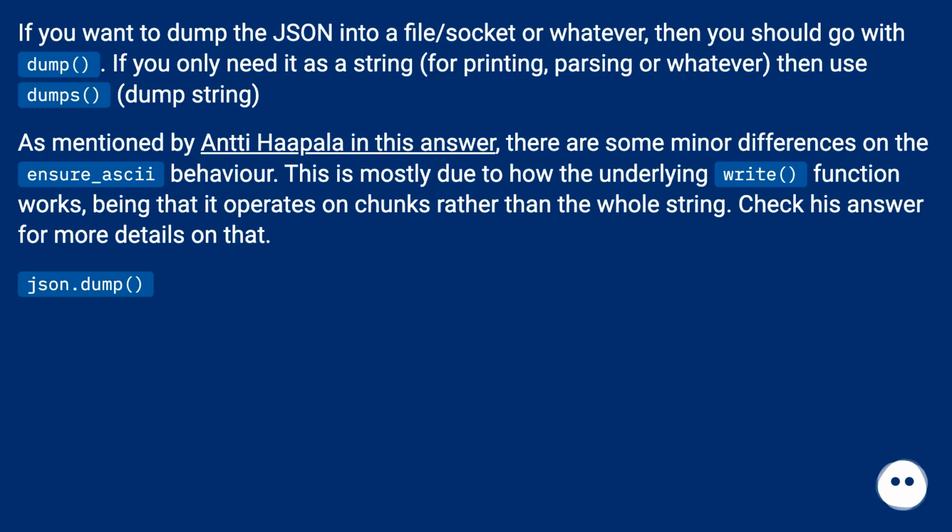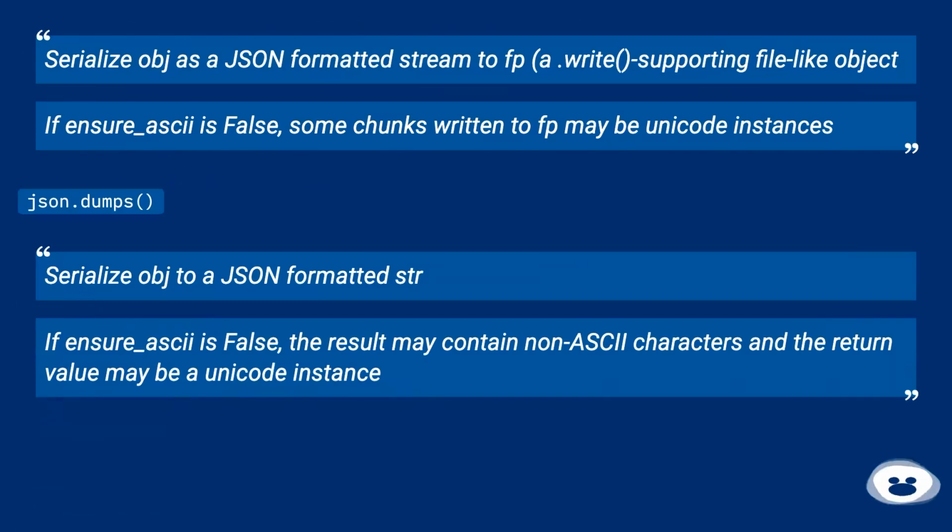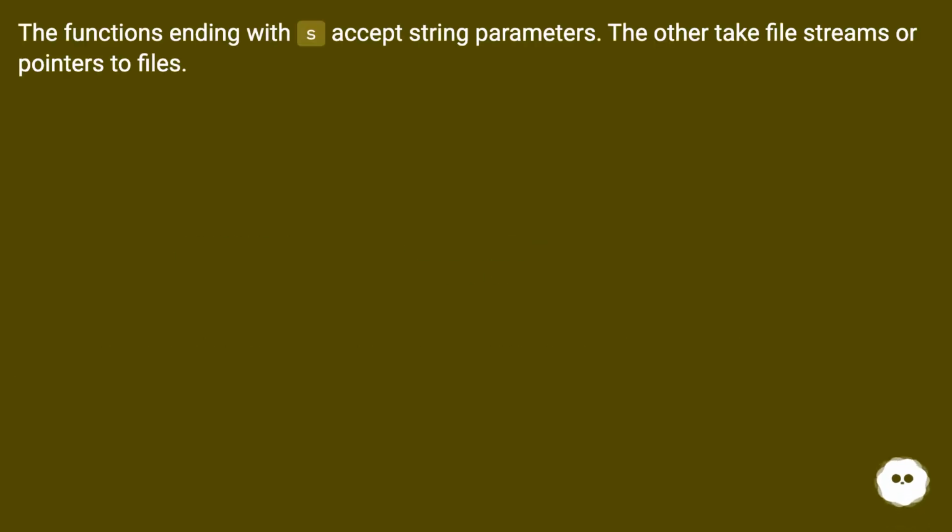json.dump: Serialize obj as a JSON formatted stream to fp, a .write() supporting file-like object. If ensure_ascii is false, some chunks written to fp may be Unicode instances. json.dumps: Serialize obj to a JSON formatted string. If ensure_ascii is false, the result may contain non-ASCII characters and the return value may be a Unicode instance. The functions ending with s accept string parameters. The others take file streams or pointers to files.